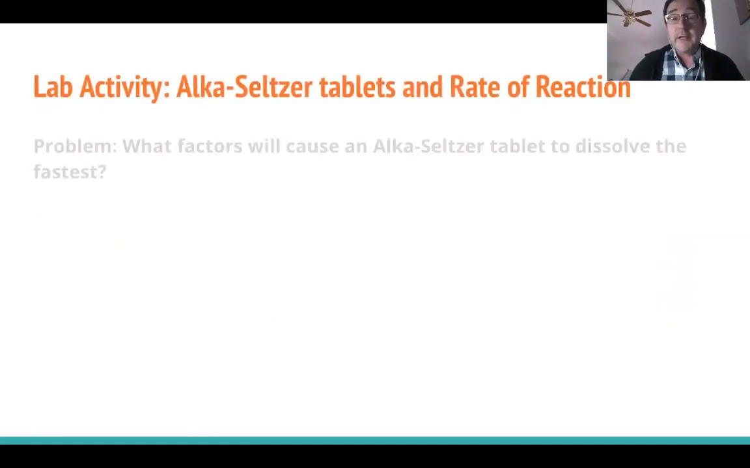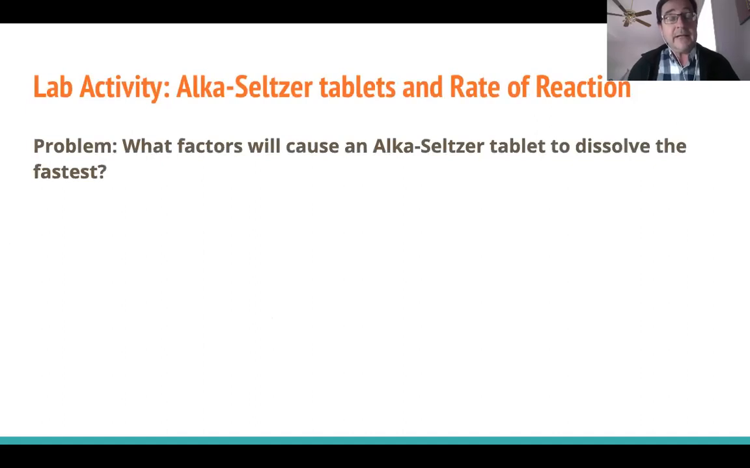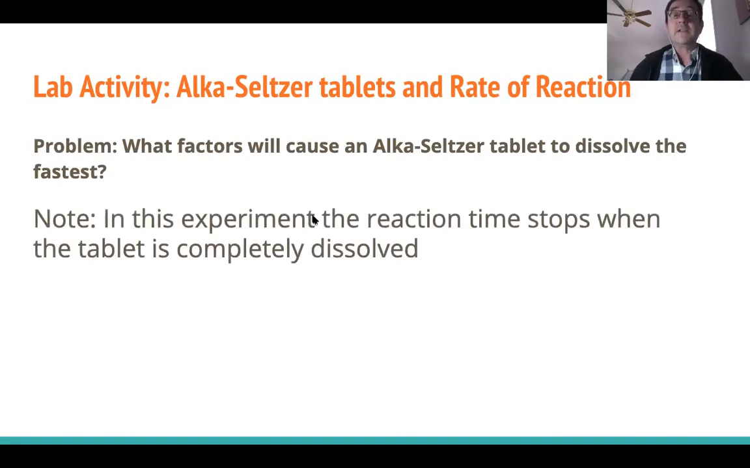Now, what we're going to do in this rate of reaction lab is answer this question: what factors will cause an Alka-Seltzer tablet to dissolve the fastest? Based on the lesson that we just went through, you'd think about temperature and surface area, energy. Those would be the easiest ones to replicate at home or in a lab.